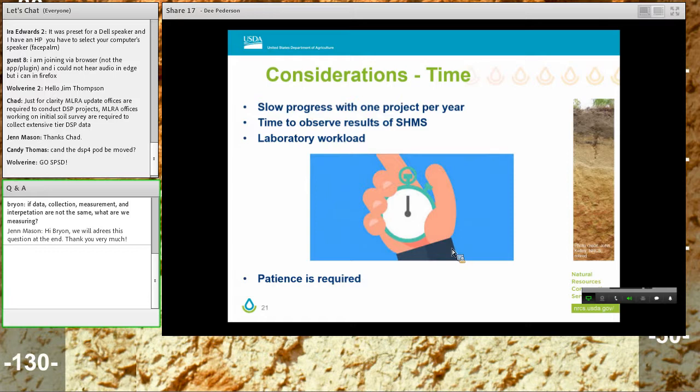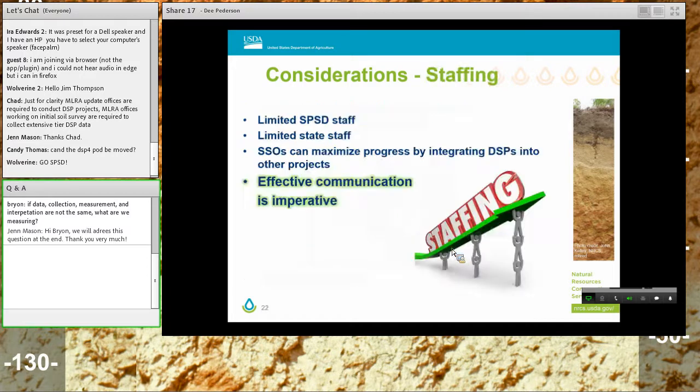And lastly, patience is a virtue, but it is hard to come by. Soil survey has been in existence for over 120 years. Understanding and quantifying the impacts of improved management systems on working lands takes time too. It's not a short-term endeavor, it's a long-term endeavor. So patience is required.